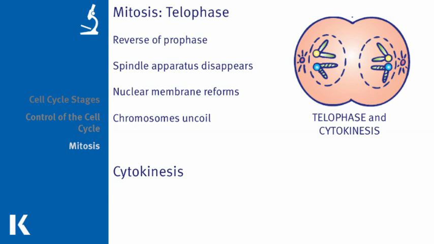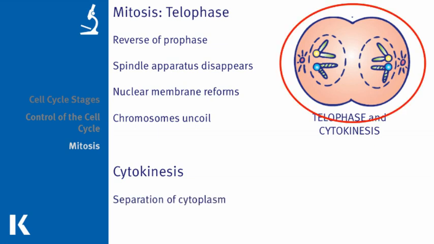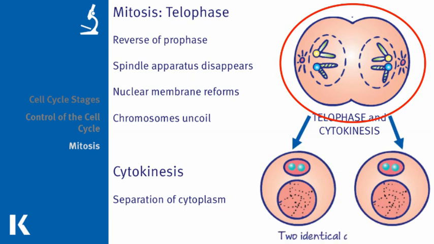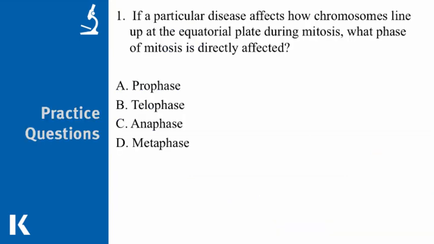Cytokinesis is the division of the cytoplasm. It begins with a slight invagination at the edge of the cell on the metaphase plate and ends with two identical daughter cells. And that actually does it for the material this video will cover. Now let's apply what you've learned on a couple practice questions.